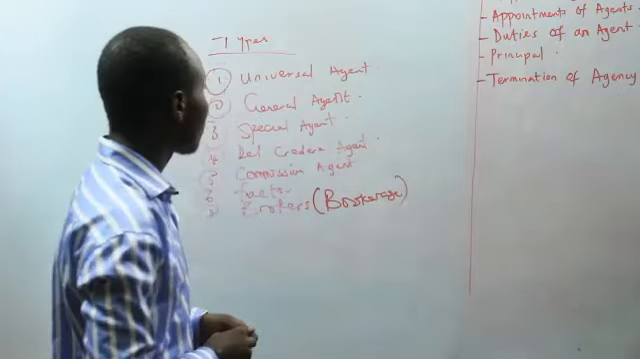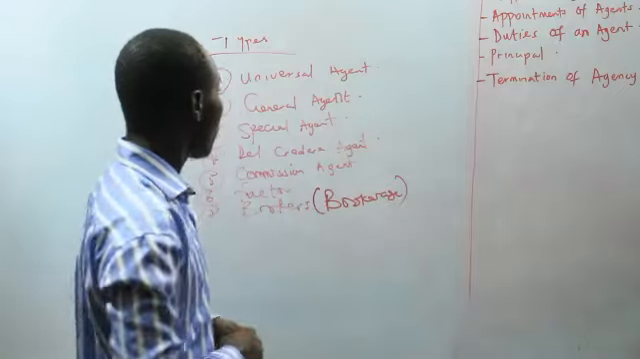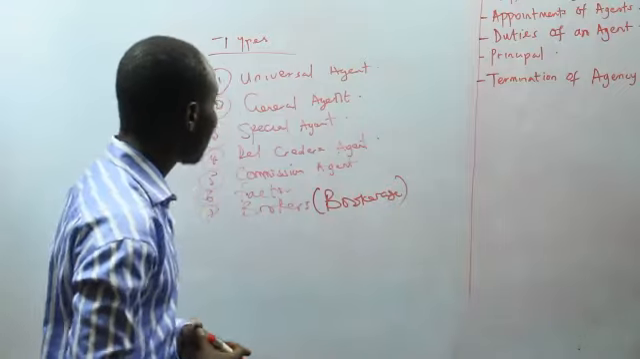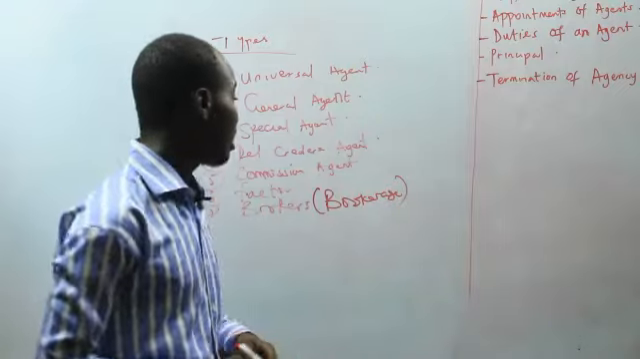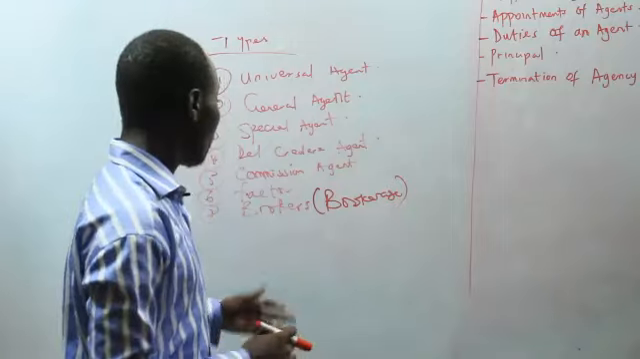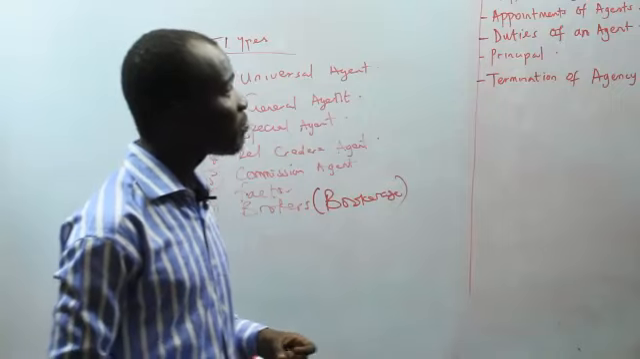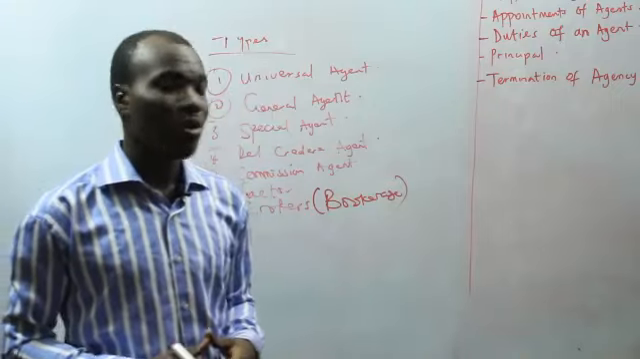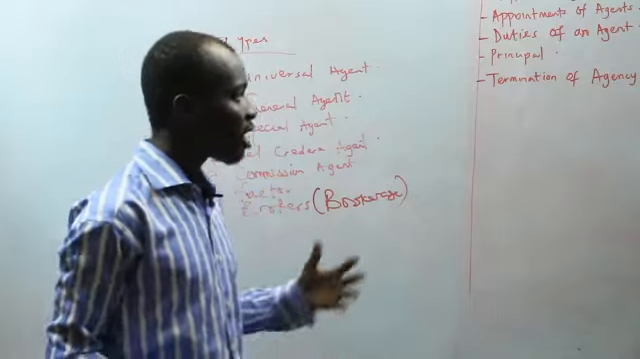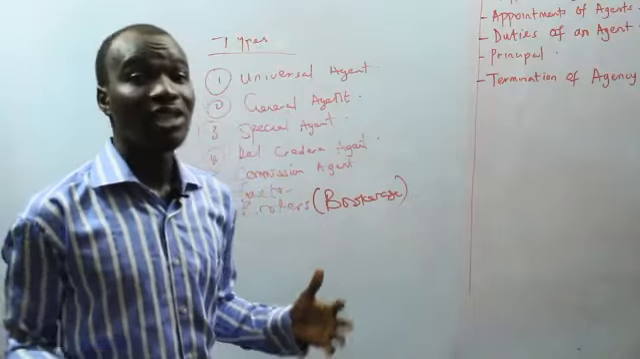So we have looked at the universal agents. Thereafter, we moved to the general agent, the special agent, the decadal agent, and the commission agent. Thereafter, we looked at the factor and brokers. Now, the next thing we have is the appointment of agents. How can an agent be appointed?